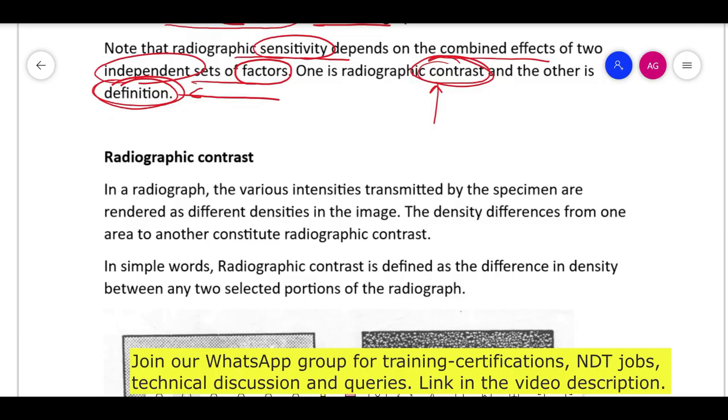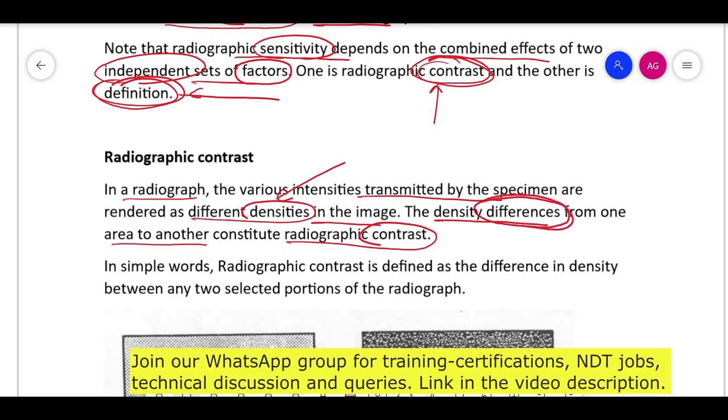So first of all, if we talk about radiographic contrast here, then see in a radiograph the various intensities transmitted by the specimen are rendered as different densities in the image. So here in the specimen, you will see different types of densities. In the image that you get, you will find different densities. Right? So whatever transmitted image you get from the specimen, it will have different density. The density difference is from one area to another. It will show your contrast.